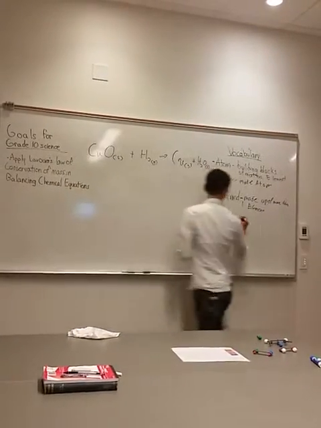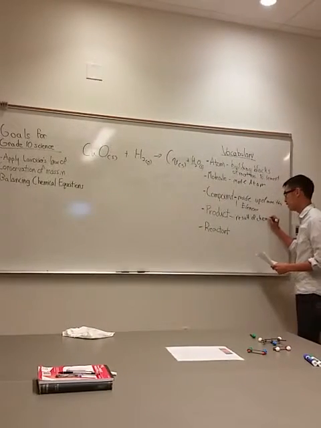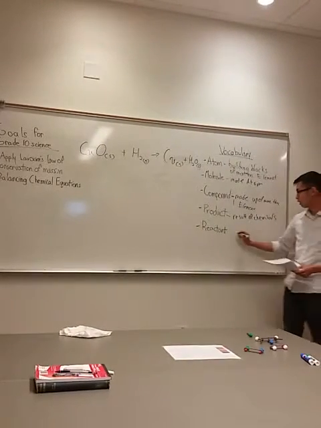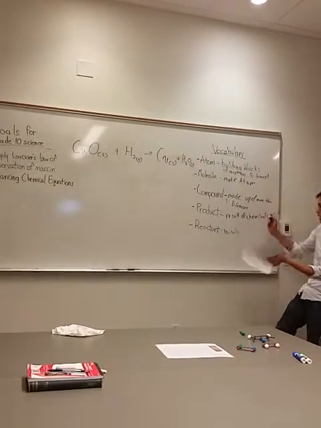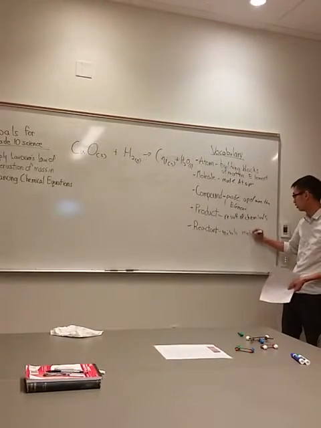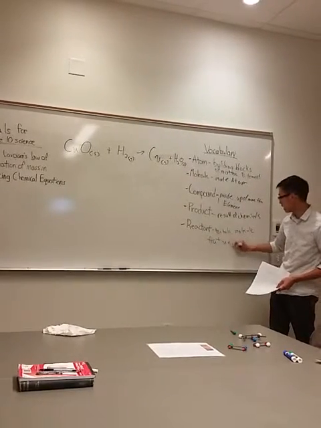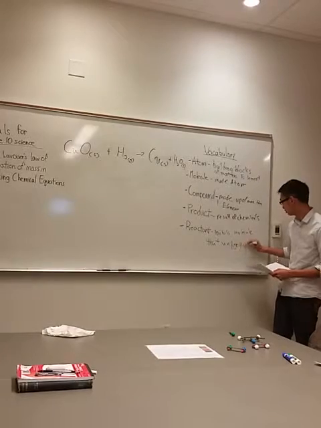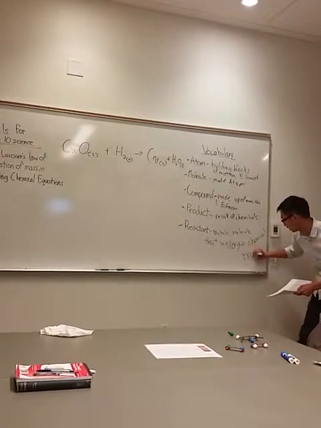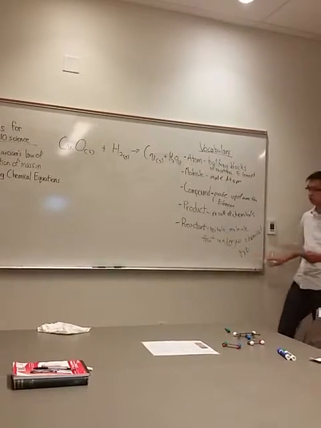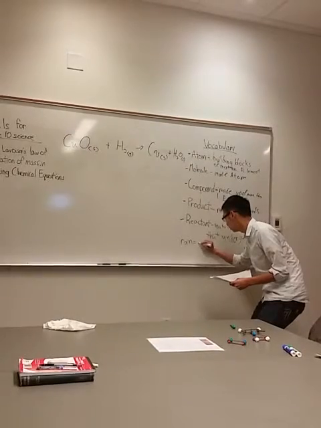Products are the result of a chemical reaction. And the reactants are your initial things, or compounds and molecules, that undergo chemical reactions. I'm going to use the letters RXN, meaning reaction. It's a little abbreviation. So RXN is equal to reaction.